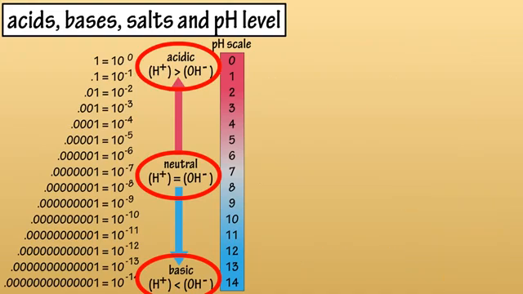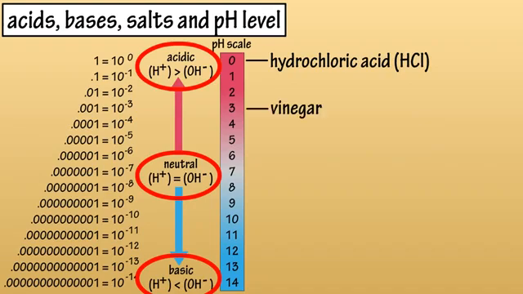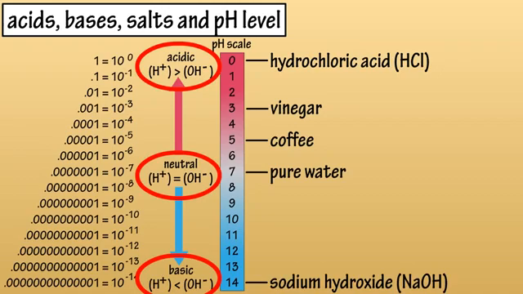On the scale, hydrochloric acid, which we mentioned earlier and is produced in the stomach, is at the most acidic end, having a pH of 0. Vinegar has a pH of 3, coffee has a pH of 5, and pure water has a pH of 7, making it neutral. On the opposite end, sodium hydroxide, which we mentioned earlier, is at the most basic or alkaline end, having a pH of 14. Ammonia has a pH of about 11, and baking soda has a pH of between 8 and 9.